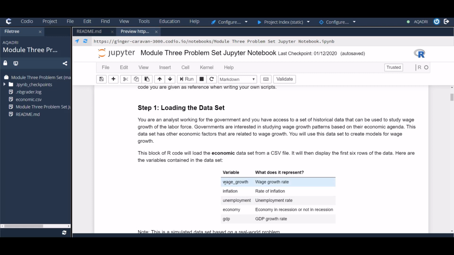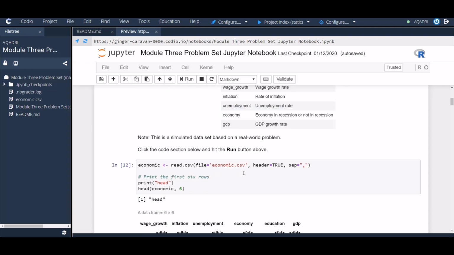In this assignment prep, you will use wage growth as the response variable, and you're going to use inflation, unemployment, economy, and GDP as predictors. Okay, so these are going to be your predictors, and we're going to see if we can predict wage growth based on these factors. So the first step involves reading the dataset from a CSV file called economic.csv.